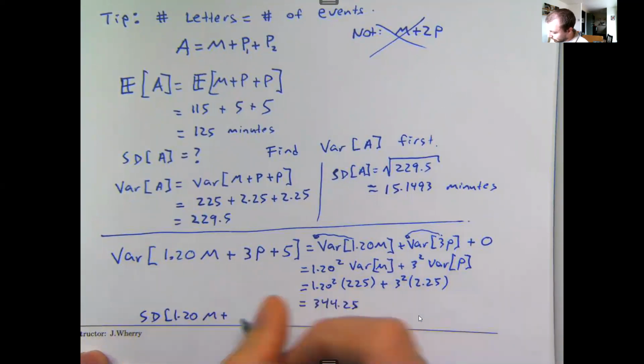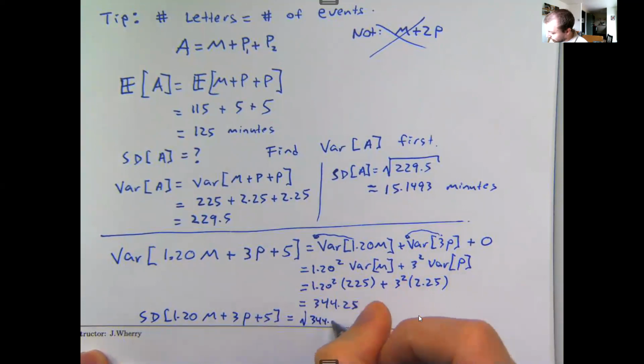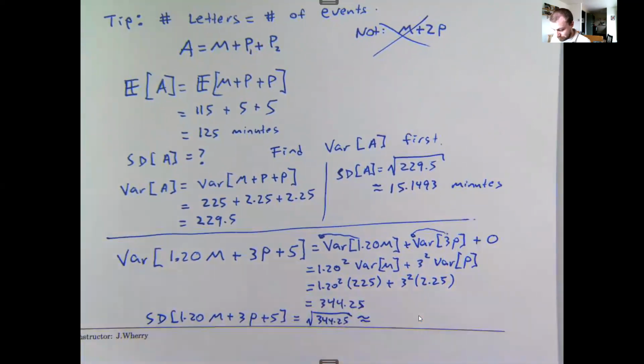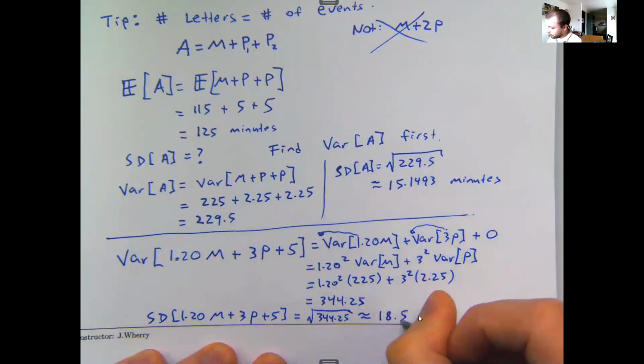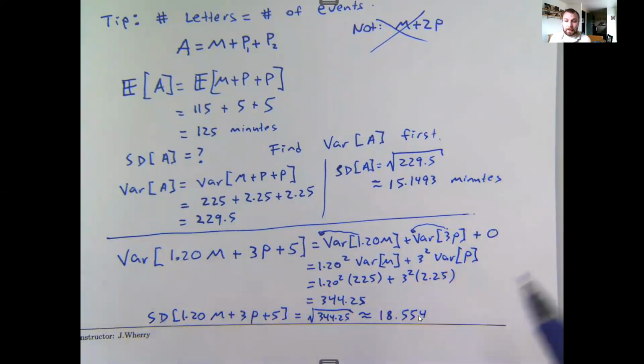If I wanted the standard deviation for this scenario, the standard deviation for a movie that would be 20% longer than normal, a triple size preview, and 5 minutes of wait time, it'd be the square root of that number, and the square root of 344.25 gives me something like 18.554. Okay, I just wanted you to see one of these things with slightly messier numbers so you can get a feel for the process.